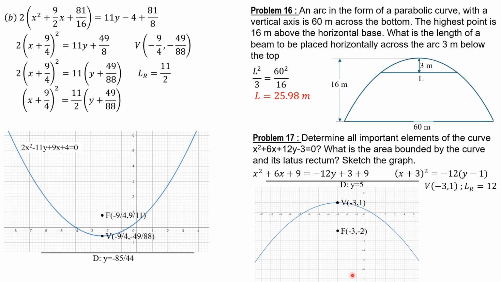The equation of the axis is x plus 3 equals 0, or x equals negative 3. And the length of the latus rectum, this is the latus rectum, 2p is 6. So negative 3 minus 6 is negative 9, comma negative 2. And this one is negative 3 plus 6, 3, comma negative 2. And the area is LR square over 6, where LR is equal to 12. So 12 square over 6 is equal to 24 square units.